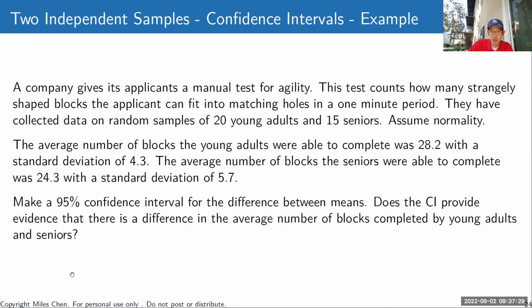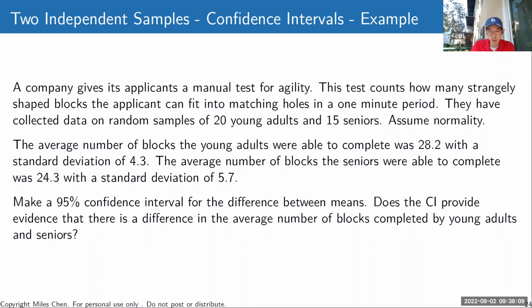So we got 28.2 versus 24.3. So a difference of almost 4, a difference of 3.9, right? What's the difference between these two numbers? So it looks like the young adults were able to complete 3.9 more than the seniors. And the question now is, is that difference of 3.9 significantly different from 0? Or is it possible that there's actually no difference, that the difference is 0, but we just happen to get a difference of 3.9 by random sampling? So we're going to start by creating a confidence interval, right?